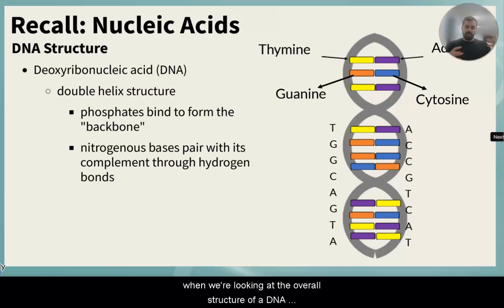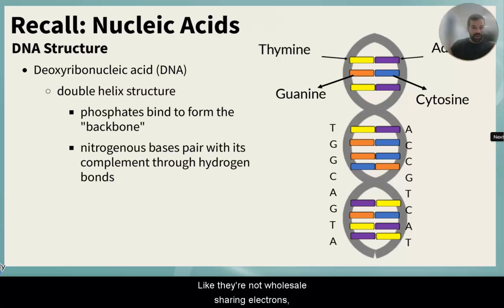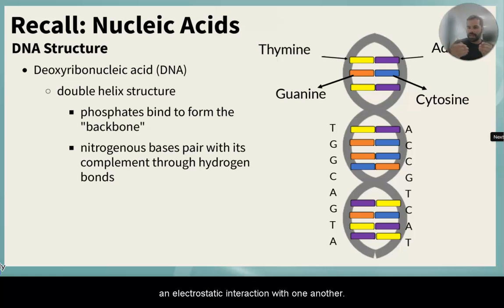So yeah, when we're looking at the overall structure of a DNA molecule, it is structured in the form of a double helix, these 2 strands of DNA that are winding around one another, with the phosphates and the sugars forming that backbone along the outside edge. And then on the inside are the nitrogenous bases that are paired up with one another in a complementary way, depending on their hydrogen bonds. So they're forming hydrogen bonds with one another, which remember aren't really bonds per se, like they're not wholesale sharing electrons, but they're having an electrostatic interaction with one another.